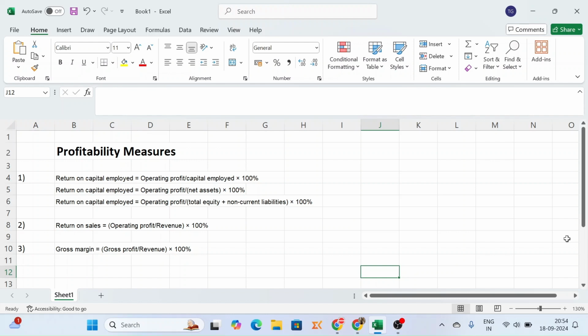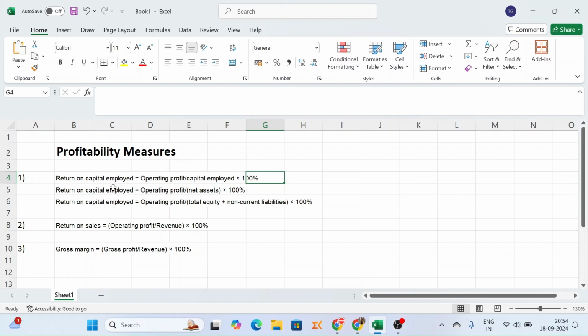Now, talking about how do you assess this figure? Should it be a greater percentage? Should it be a lower percentage? Now, because we're talking about return, every business is operating with the sole objective of making profit. So, this represents your profits. Hence, the bigger the figure, the better it will be. So this figure should be higher.